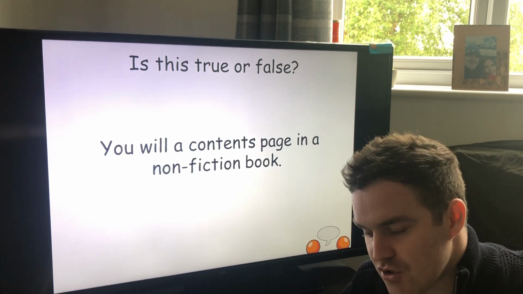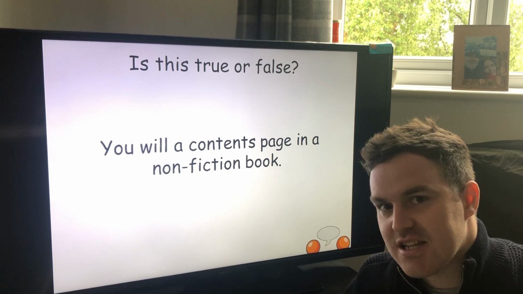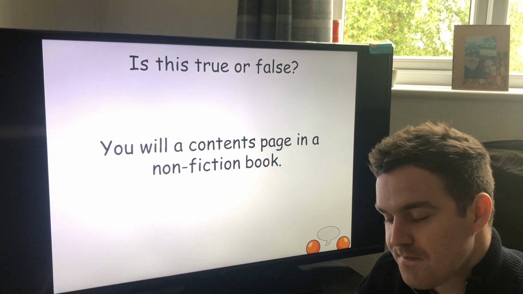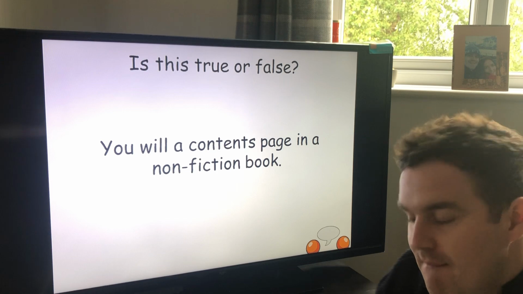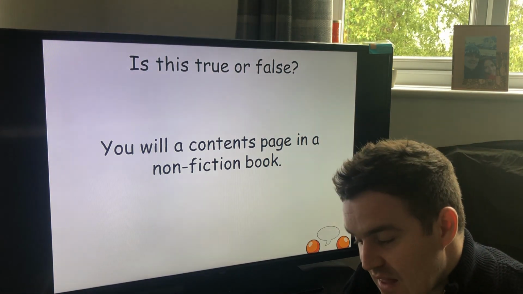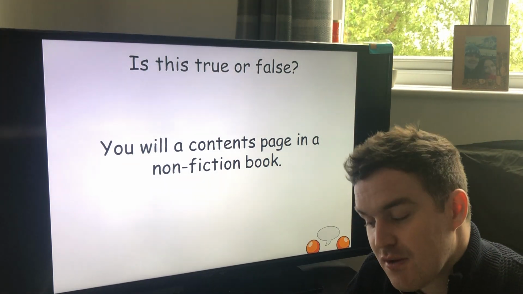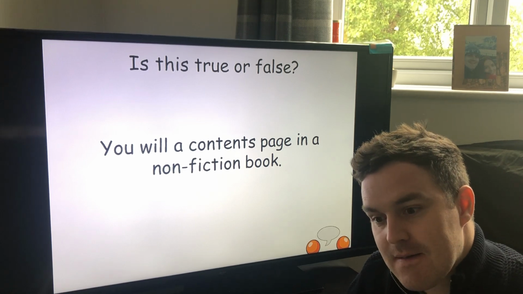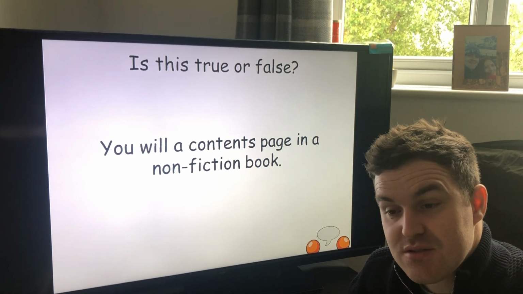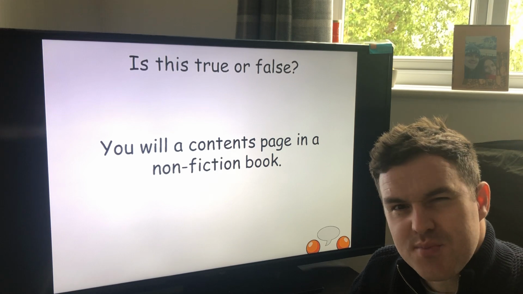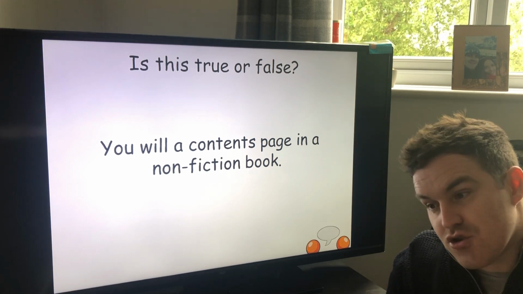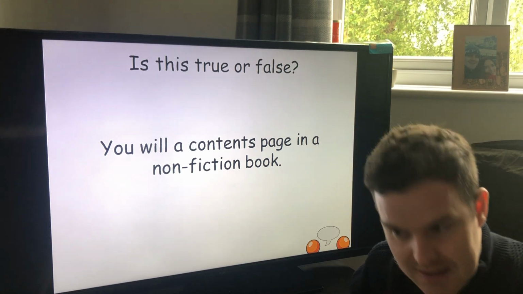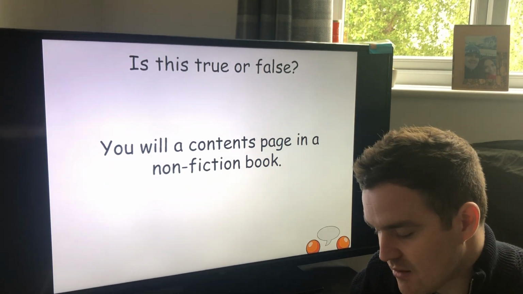Is this true or false? You will find a contents page in a non fiction book. That's usually false. Most of the time you'll find a contents page in a non fiction book, but the odd time you will have them in a fiction book, like in a storybook. You know those books in school we have, if there are 2 stories or 3 stories in the book, it might tell you that inside the contents page.